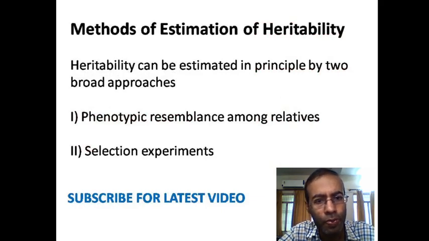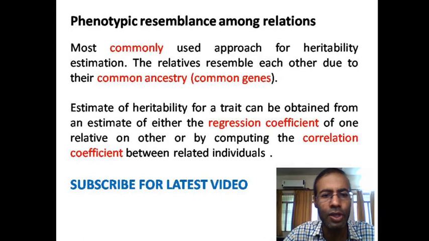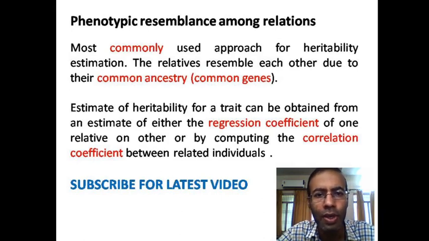So, heritability can be estimated by two approaches. There are mainly two approaches for estimation of heritability. The first one is by phenotypic resemblance among relatives, and the second approach is selection experiments. So first I will discuss phenotypic resemblance among relatives.